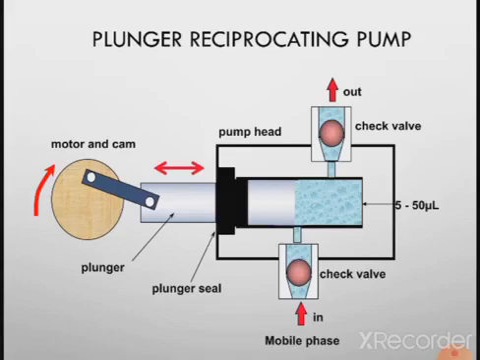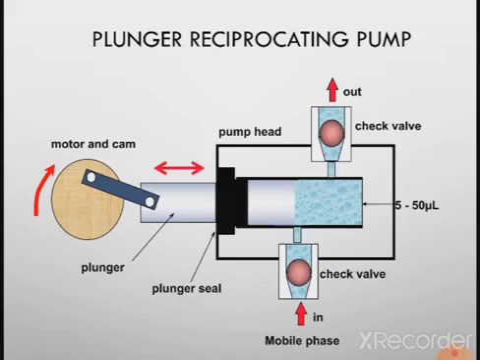So due to the motion of the motor and with the help of the cam, this piston moves in a to-and-fro direction. When the piston moves backward, the check valve opens and the mobile phase is introduced into the chamber. When the camshaft presses the piston, it starts to press the mobile phase.